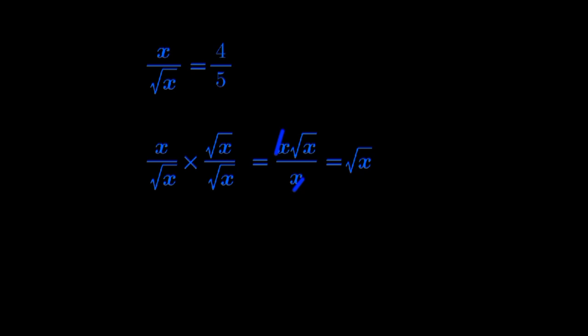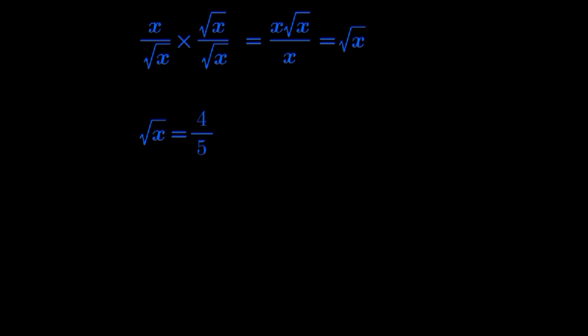So with this, we have that the square root of x is equal to 4 all over 5. To get our final answer, which is the value of x, we have to get rid of the square root by squaring both sides. So when we square both sides, we'll be left with 16 all over 25.